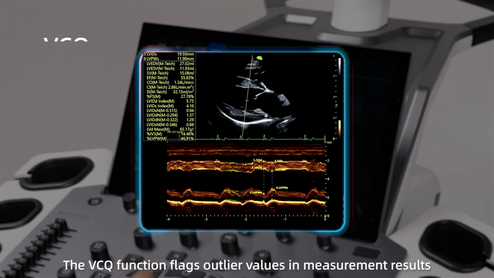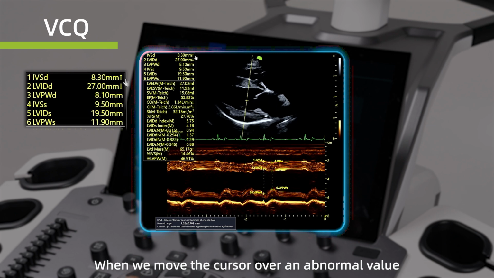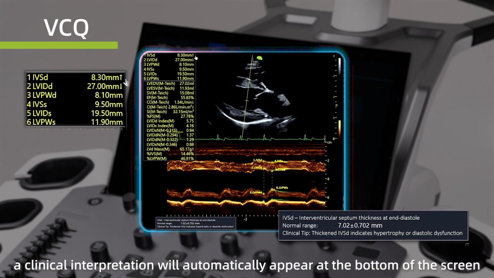The VCQ function flags outlier values in measurement results. When we move the cursor over an abnormal value, a clinical interpretation will automatically appear at the bottom of the screen.